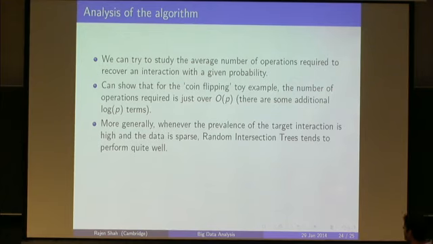And more generally, whenever the prevalence of the target interaction that you're looking for is quite high and the data is sparse, so there are actually many zeros in your data set, then this algorithm, which we've called random intersection trees, works really quite well and often beats the other competing methods.